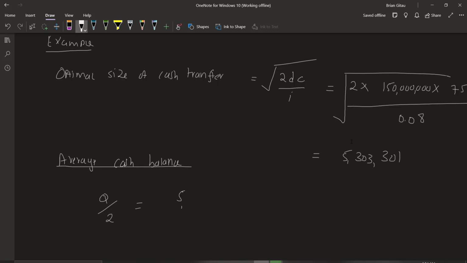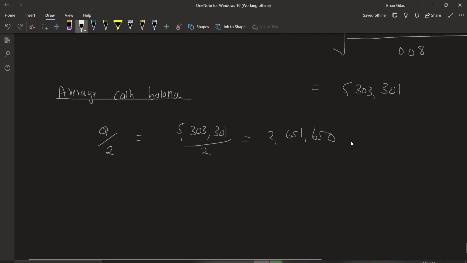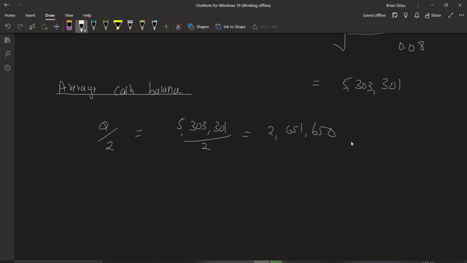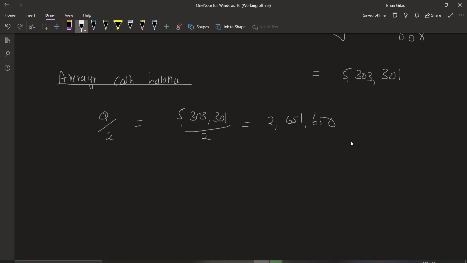So we'll have 5,303,301 divided by 2. And this will give me 2,651,650. That will be the average cash balance. Next, we go ahead and solve the cash turnover.